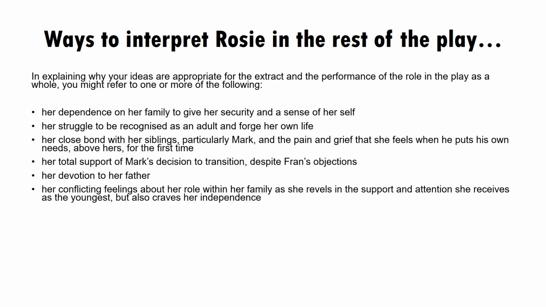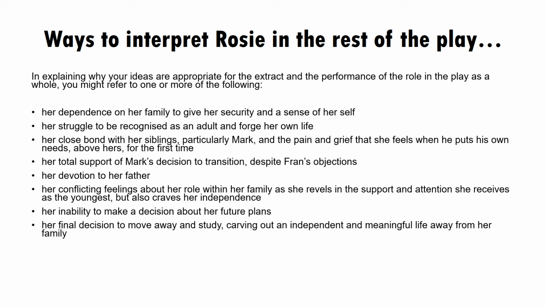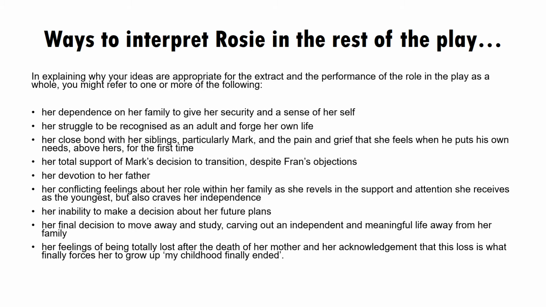Her conflicting feelings about her role within the family as she revels in the support and attention she receives as the youngest, but also craves her independence. Her inability to make a decision about her future plans. Her final decision to move away and study, carving out an independent and meaningful life away from her family. Or her feelings of being totally lost after the death of her mother, and her acknowledgement that this loss is what finally forces her to grow up. And she talks about her childhood finally ending. So we need to think about actually how we're going to interpret Rosie throughout the entirety of the play in order to answer this question.